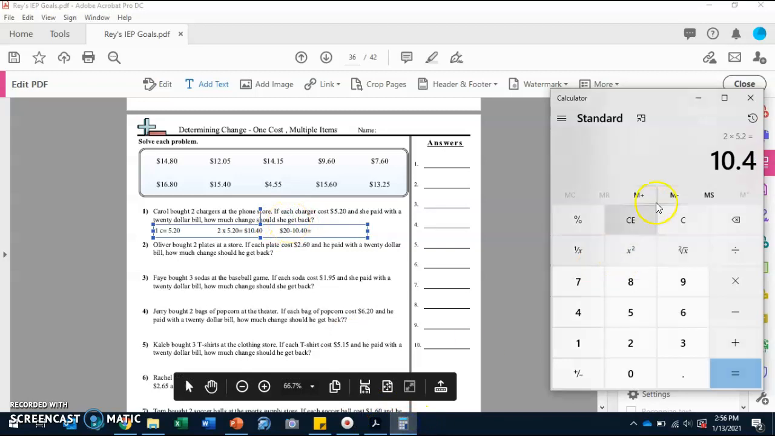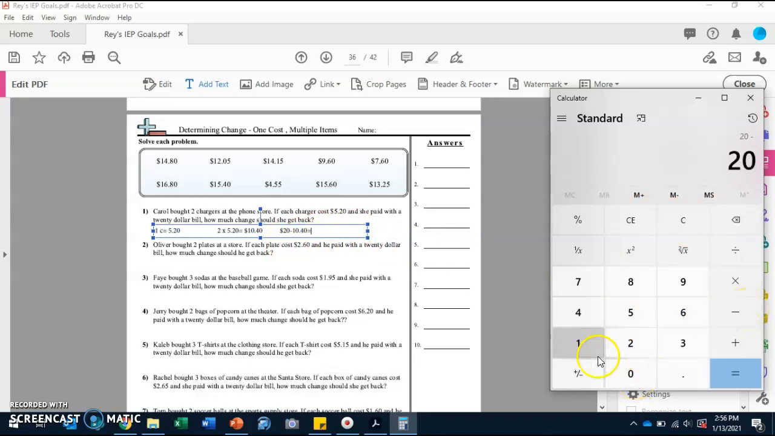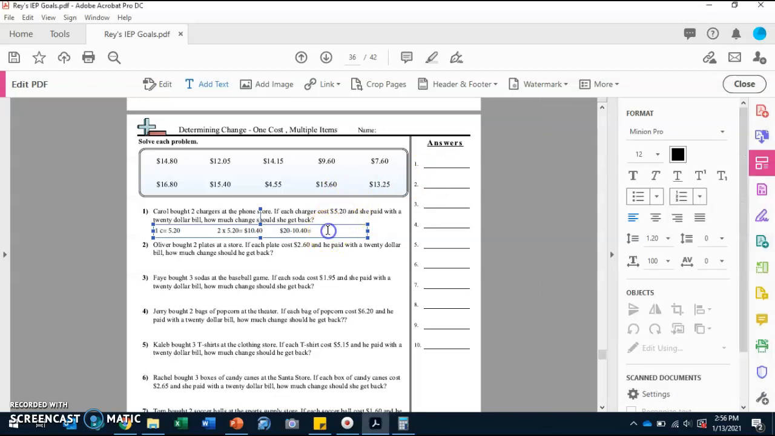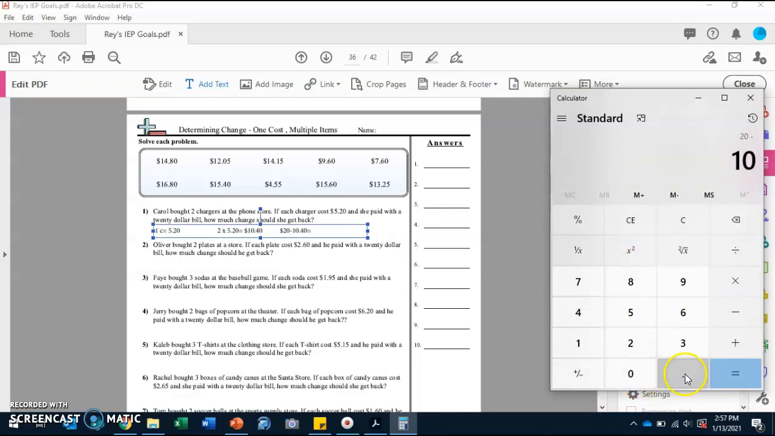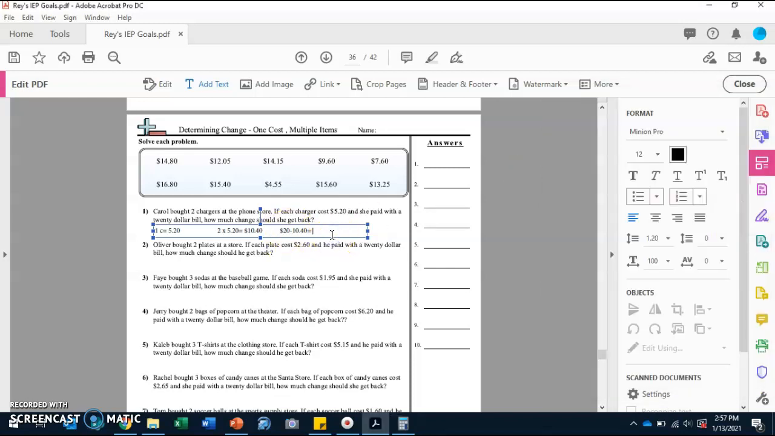So now, let's take our calculator again. And we are going to subtract. We're going to do $20 minus the $10.40 she spent on chargers. And she should have gotten back $9.60. I made an error here. I'm so sorry. So it was 20 minus 1040. And that's what we got. $9.60. So here we're going to put $9.60.